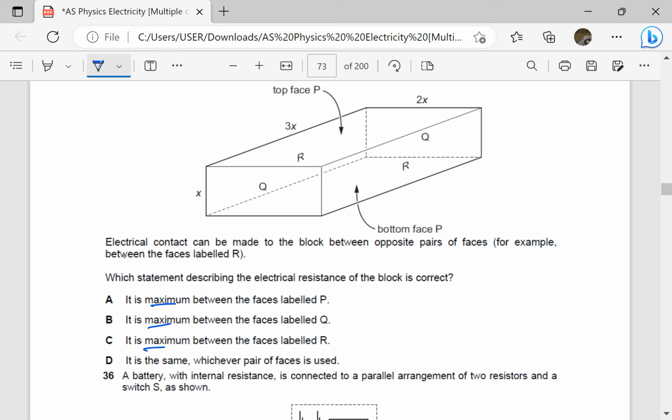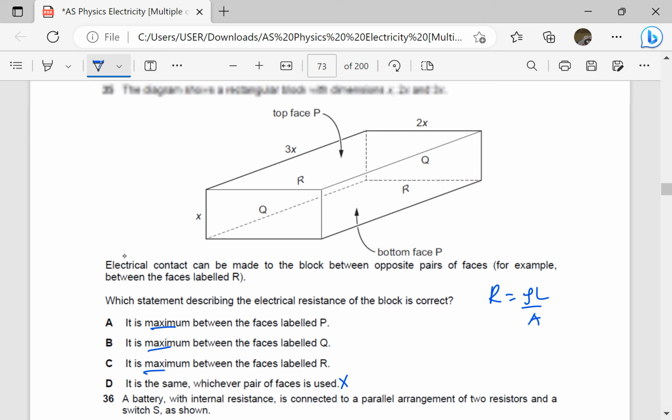It can't be the same because resistance is equal to rho L over cross-sectional area. If the length is longer, then the cross-sectional area is smaller. It means the resistance is going to be higher. So let's look at which pair has the longest length and the smallest cross-sectional area.